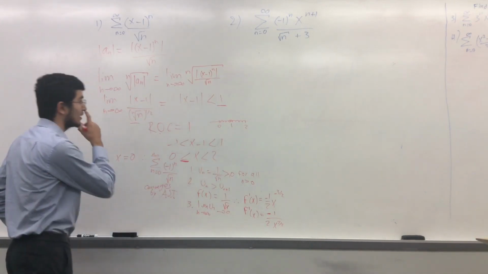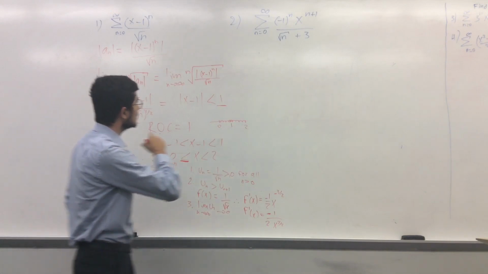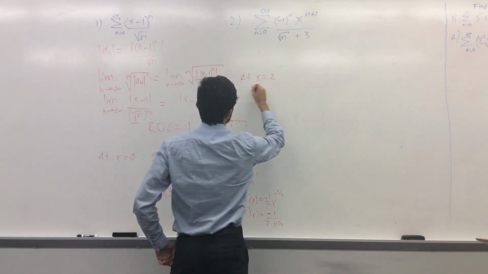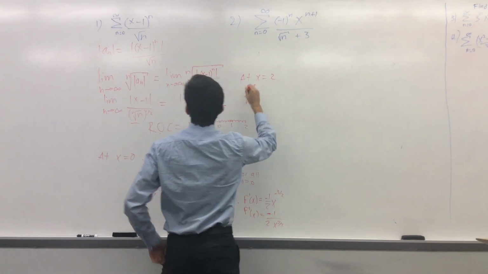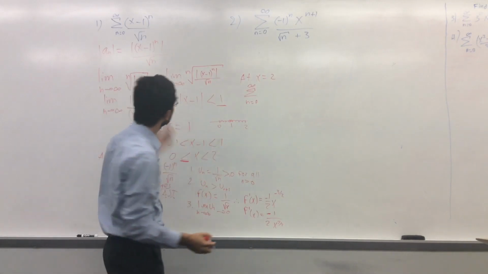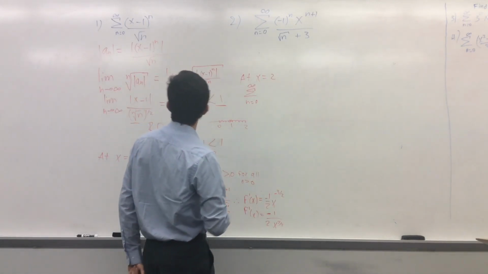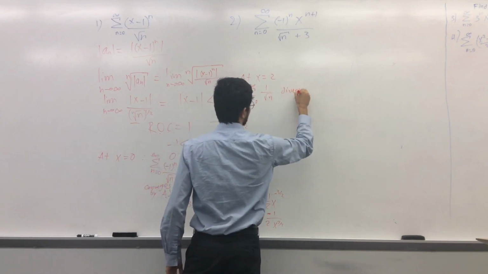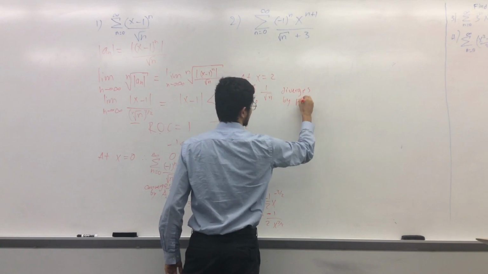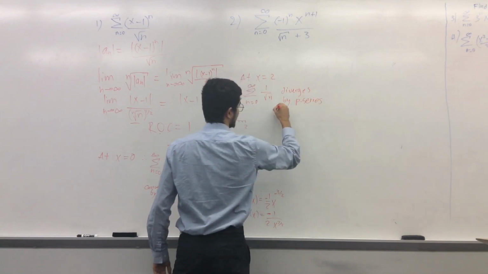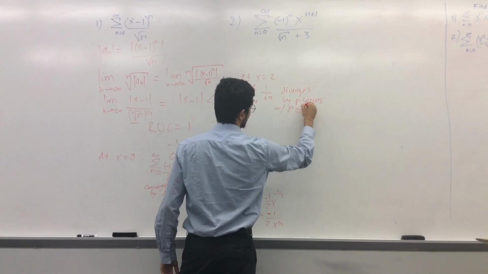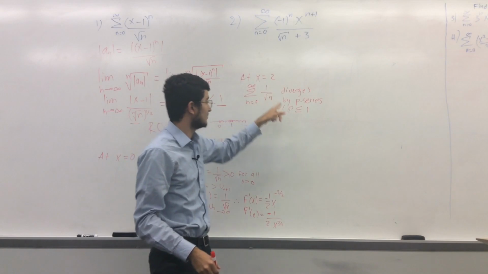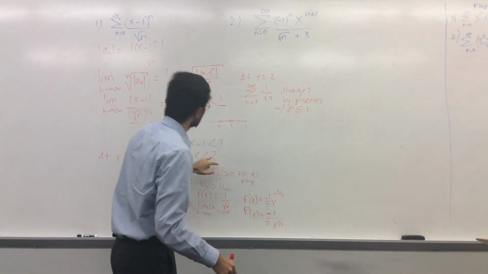Now let's test our endpoint at x equals 2. So at x equals 2, we have the sum from n equals 0 to infinity of 2 minus 1 is 1, 1 to the power of n is just 1, 1 to anything is 1, times 1 over root of n, which diverges by p-series with p less than or equal to 1. In this case, your p will be 1/2, because this is the square root of n. So we know this diverges. So 2 is not included.